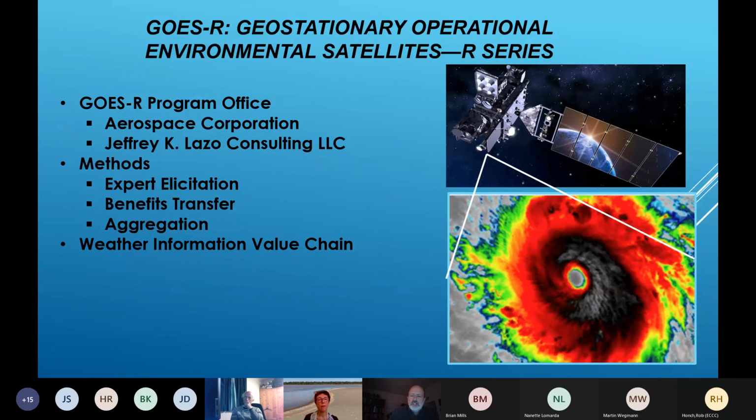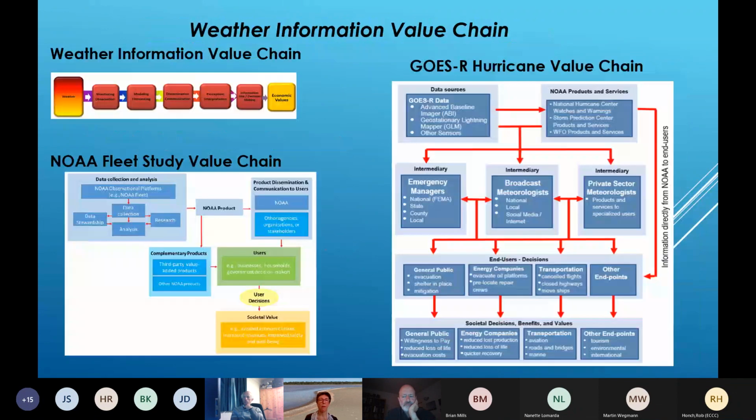So basically, we decided for the first step to look at benefits to the general public of hurricane forecasts using benefits transfer, which basically means you're using existing benefit studies and applying them to the existing case instead of undertaking primary or brand new benefit studies. So the value chain, and we'll talk about this in more detail. Started with my concept, used the NOAA fleet study value chain, which is a series of studies done by NOAA on their fleet observing system, and adapted that to a GOES-R hurricane value chain.